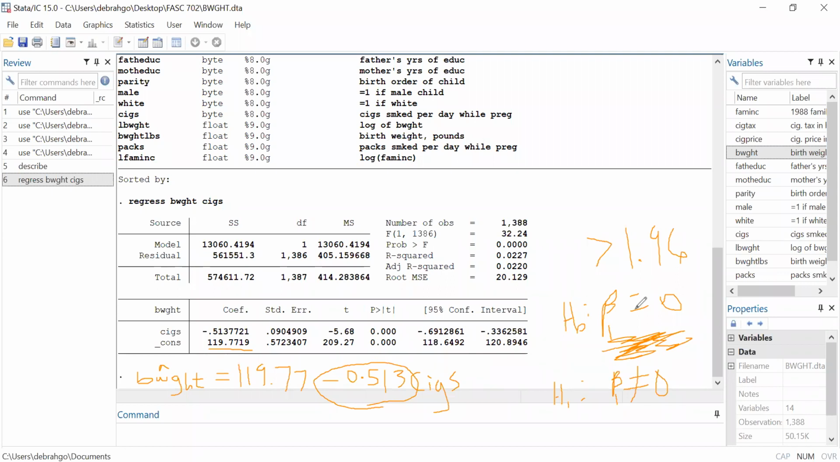Inference. This is beta 0 and this is beta 1. So we are testing whether beta 1 is actually 0 or not. If it's 0, it means cigarette is not useful in explaining the birth weight. If it's not 0, then it's an important variable which should stay. So how do I know if it is significant or not? That's hypothesis testing. And we use these p-values and t-statistics.